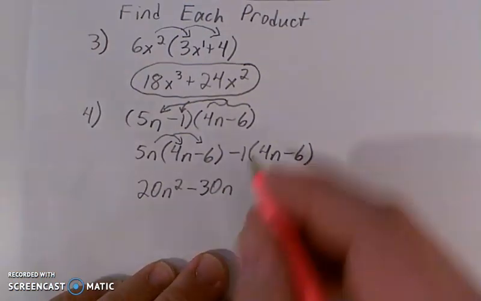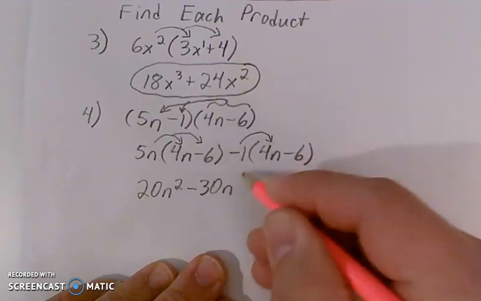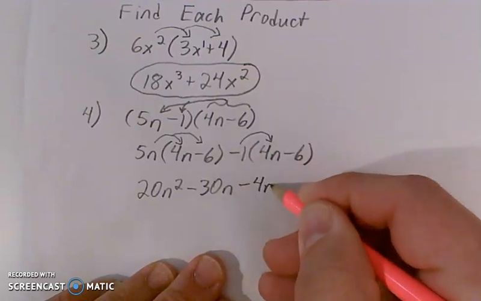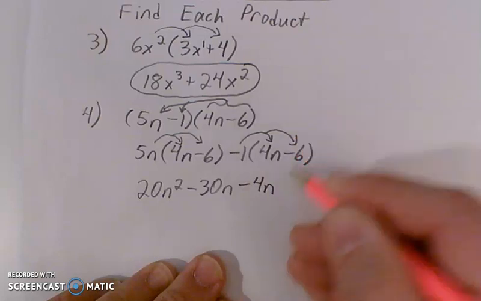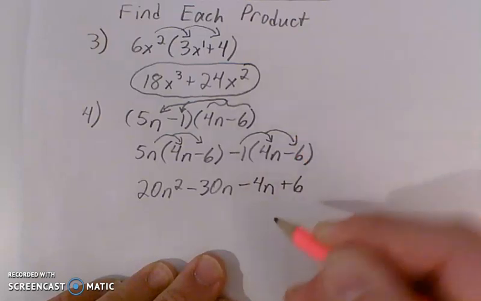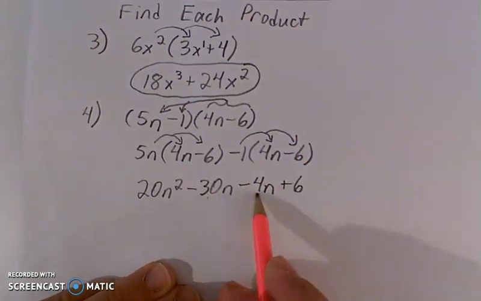Now I'll distribute with the negative 1 over here. So negative 1 times 4n, negative 4n. Negative 1 times negative 6, positive 6. Last thing to do is combine these like terms in the middle.